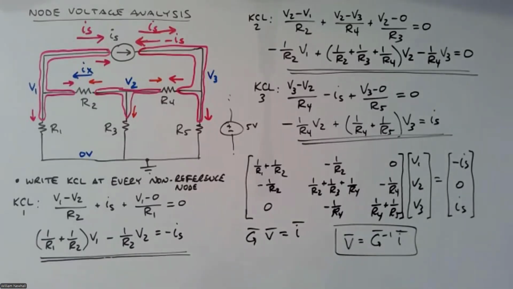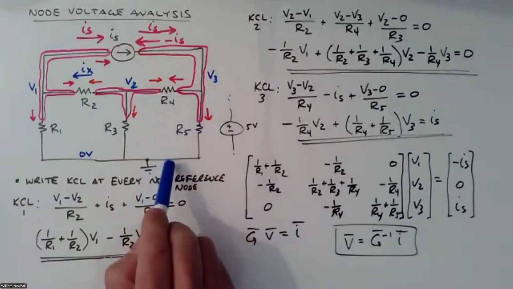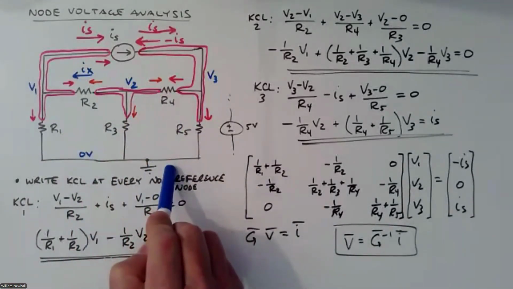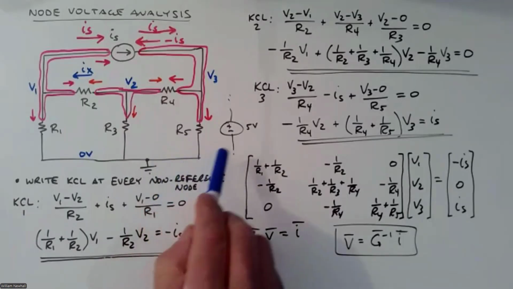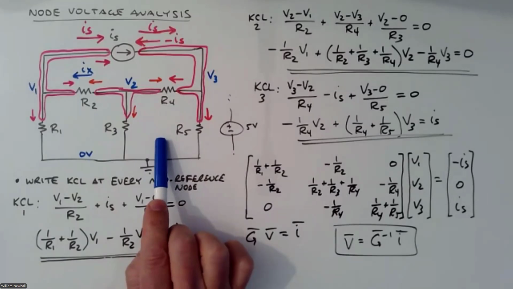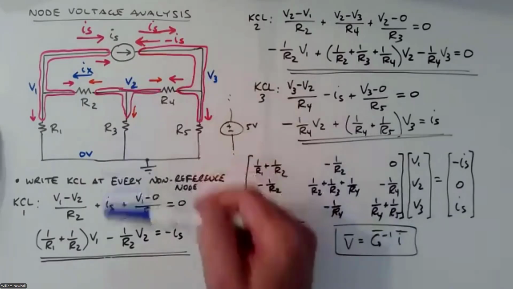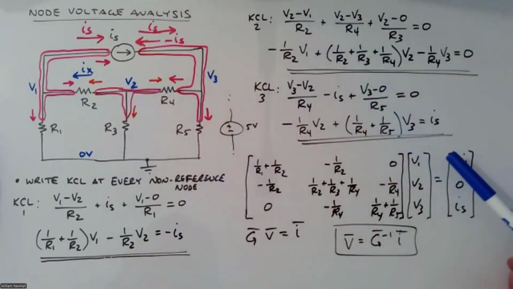All right. So that is node voltage analysis. Again, it's summarized by, well, you have node voltages defined, you have a reference node defined. Use this process, write KCL at every non-reference node, and solve those equations. So that's the typical node voltage analysis problem.